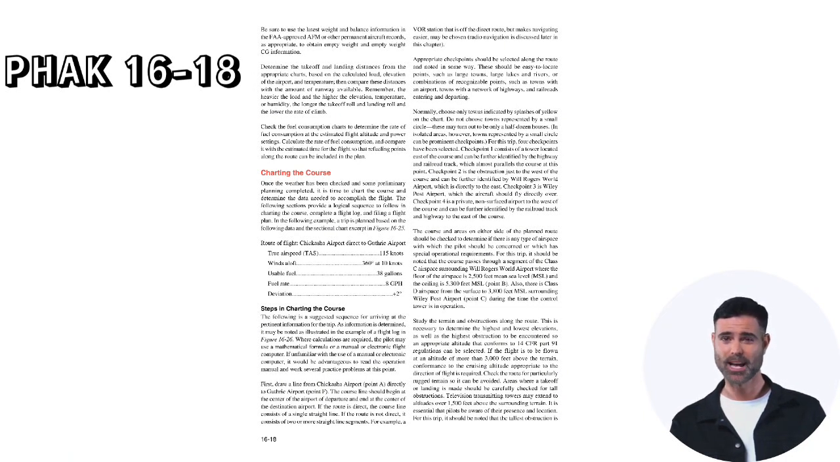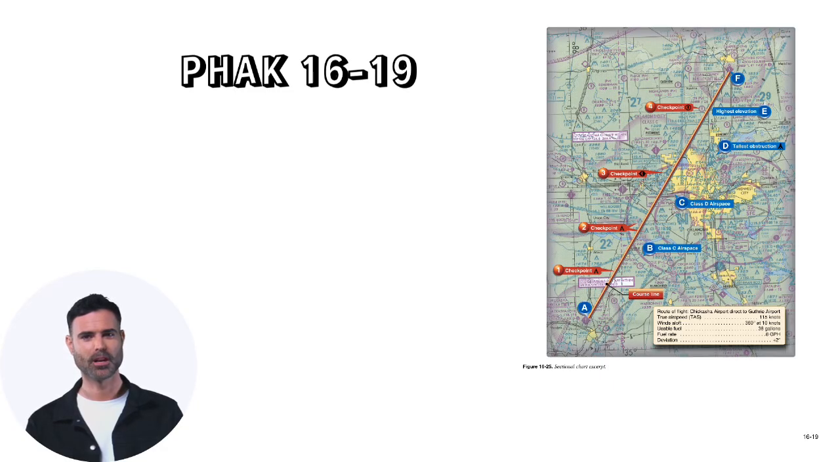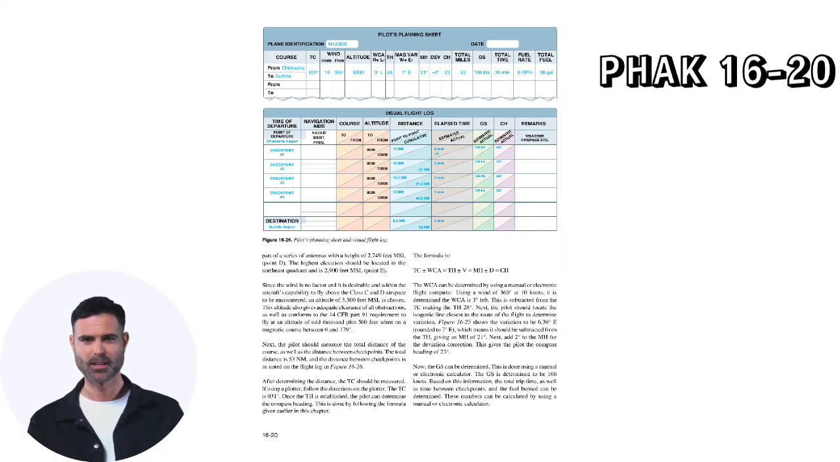Areas where a takeoff or landing is made should be carefully checked for tall obstructions. Television transmitting towers may extend to altitudes over 1,500 feet above the surrounding terrain. It is essential that pilots be aware of their presence and location. For this trip, it should be noted that the tallest obstruction is, Figure 16-25, sectional chart excerpt, part of a series of antennas with a height of 2,749 feet MSL, point D. The highest elevation should be located in the northeast quadrant and is 2,900 feet MSL, point E.